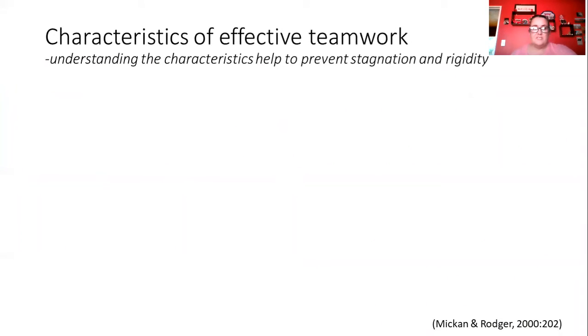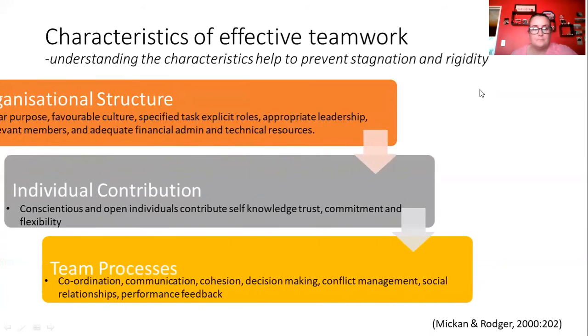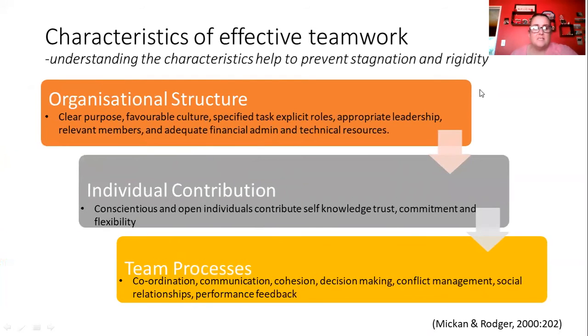Characteristics of effective teamwork. Understanding the characteristics helps to prevent stagnation and rigidity. The organizational structure: there is a clear, purposeful, and favorable culture. There are specified tasks, explicit roles, appropriate leadership, relevant members, and adequate financial, administrative, and technical resources.